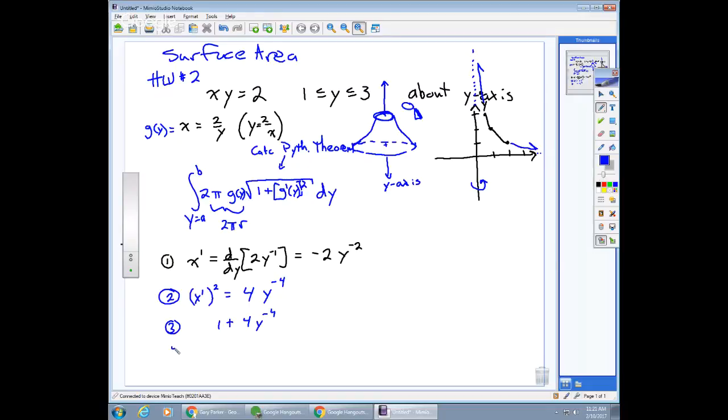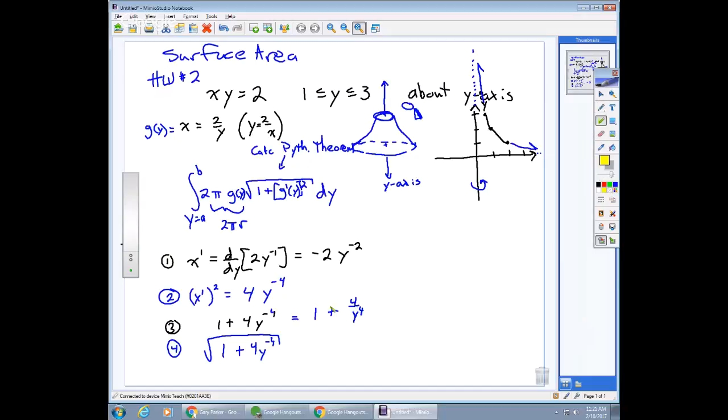Step 4 is to take its square root. Square root of 1 plus 4y to the negative 4th. And at the moment, I'm looking at that, and I'm not really sure what to do with it. Let me change some colors here. Let's make that black. Oops, I missed part of it. That's all right. What could I do to rewrite this to try and clean it up a bit? I could say that's 1 plus 4 over y to the 4th.